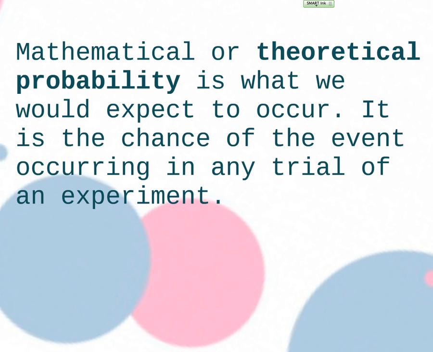So when we flip a coin, we expect it to land on heads half the time and on tails half the time. That doesn't always happen, but the fact that we expect it to be half and half, that's the theoretical probability. Like in theory, we would get heads half the time and we would get tails half the time.